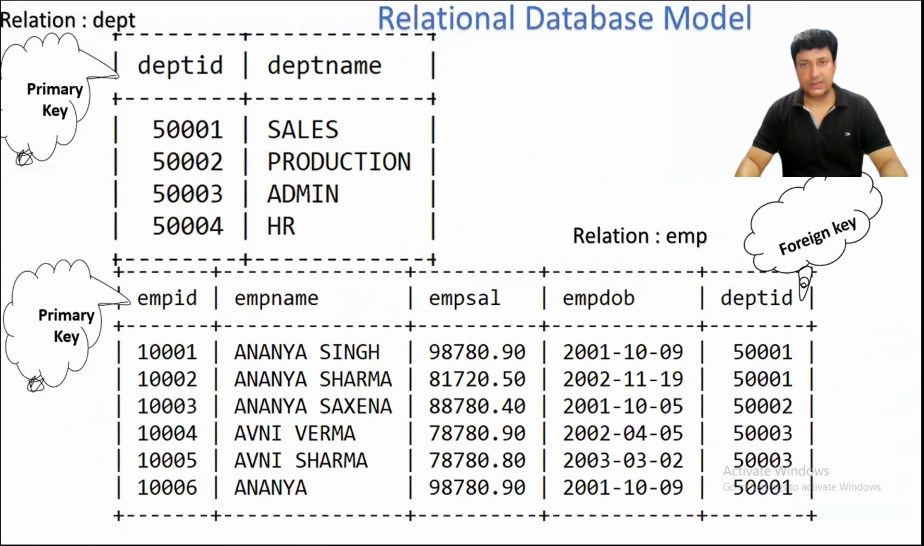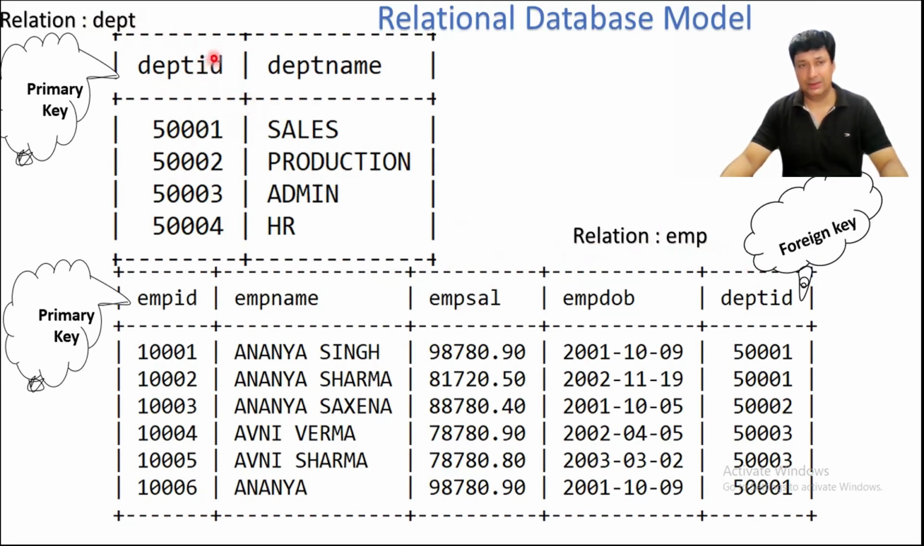Okay, now understand the relational database model. As the name suggests, a relational database means the database components are related to each other. We can understand it with the help of this concept in which I have taken two tables. One is the department table and one is the EMP table. These two tables are related to each other through a key field called department ID.